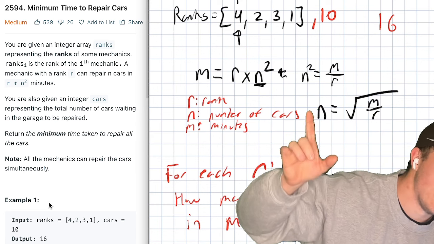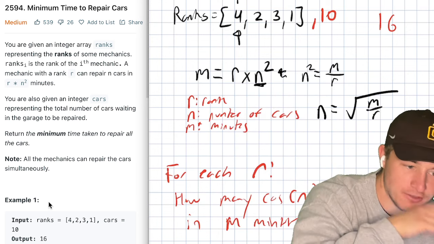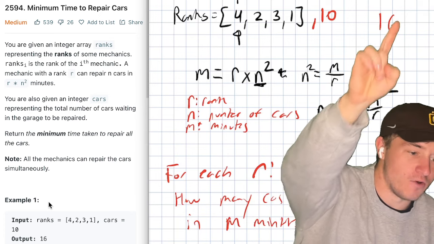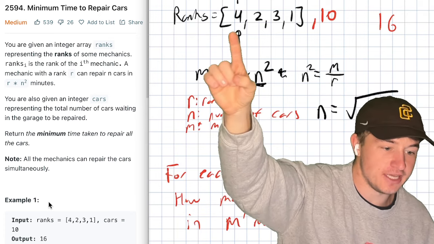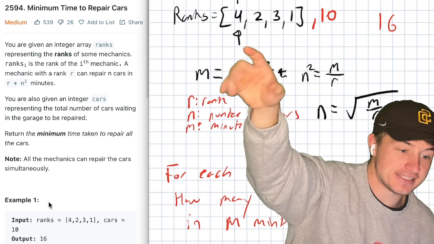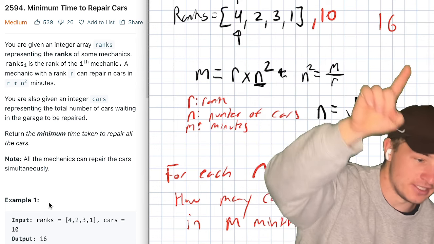All right, so what I'm trying to do right now is figure out how I even know that the answer is 16. That's the first part of this problem. Well, what I could do is figure out, in 16 minutes, how many cars could he fix? Can they all fix the amount of cars necessary to get 10 cars finished in 16 minutes?